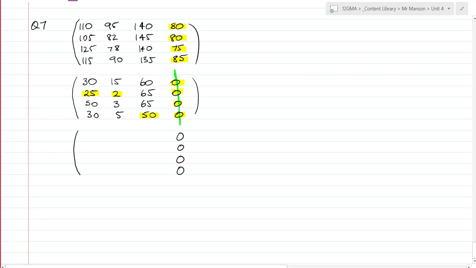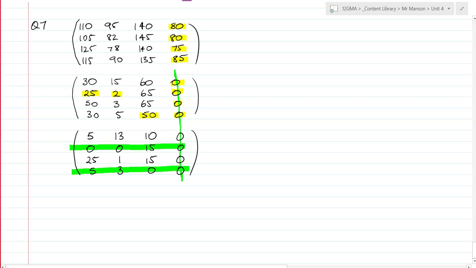I've reduced the first column by 25, giving me a 5, a 0, a 25, and a 5. Then I reduce the next one by 2, giving me 13, 0, 1, and 3. I reduce the third column by 50, which gives me 10, 15, 15, and 0. And now I'm looking to see if I can cover all my zeros in less than four lines. This is a nice one here. I cover four of them in one, but I see the best I can do now is that, and that, which is three lines, so I have to carry on.